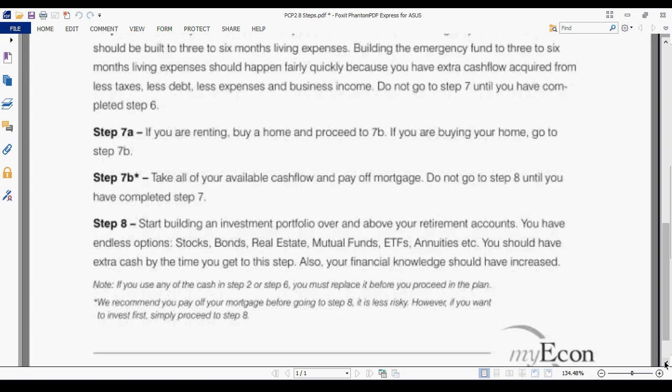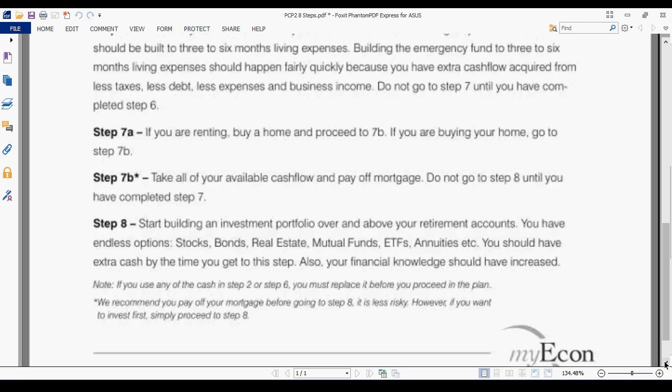It wouldn't take you 30 years to pay off your home if you were following this plan. It wouldn't take you 15 years to pay off your home if you were following this plan. And we know because there's plenty of testimonies explaining how they were able to pay off their home using this plan. Then we got step number 8.